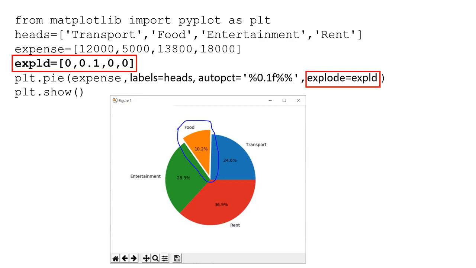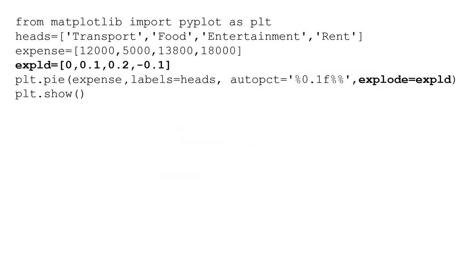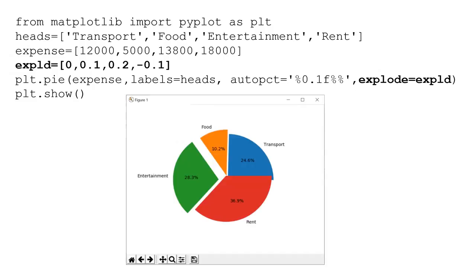These values represent the distance by which the slices have to be exploded. 0 means no explosion, a positive value is away from the center, and a negative value means towards the center. Therefore, first, third and fourth slices are centered at center of the chart, but the second slice has moved away from the center. Let us see another example with some other explode values. Here is the code. This will give the output like.